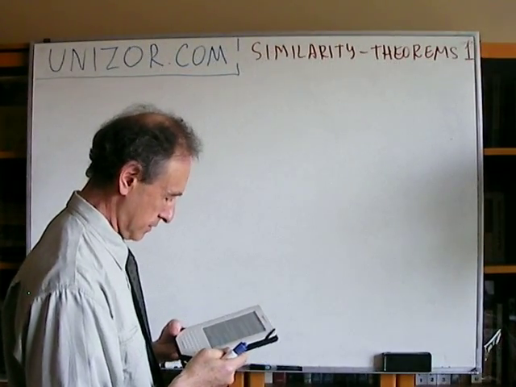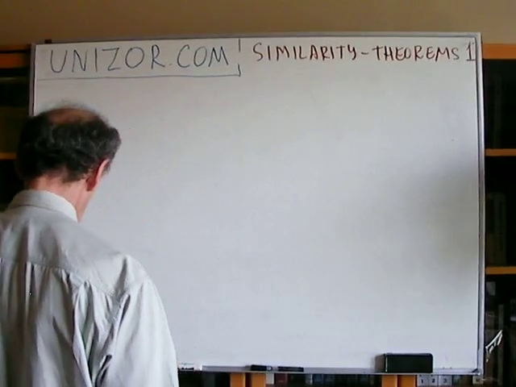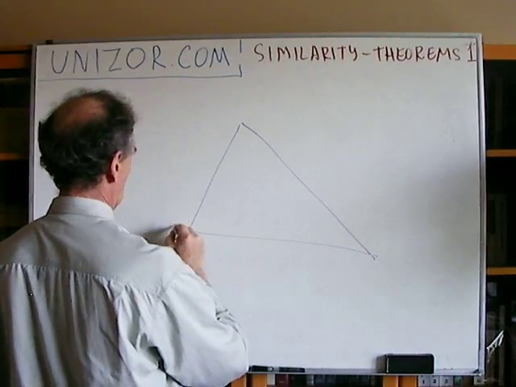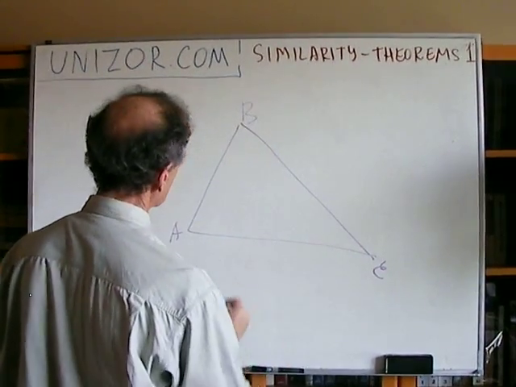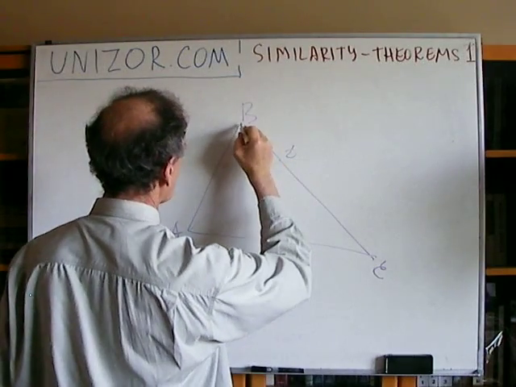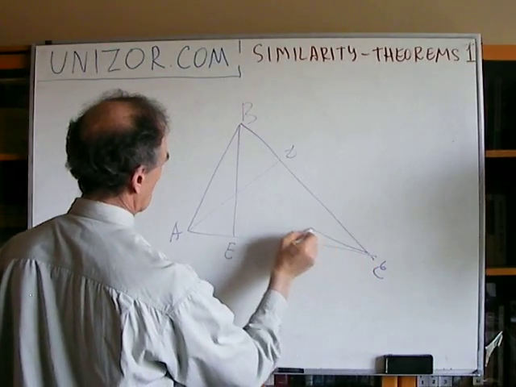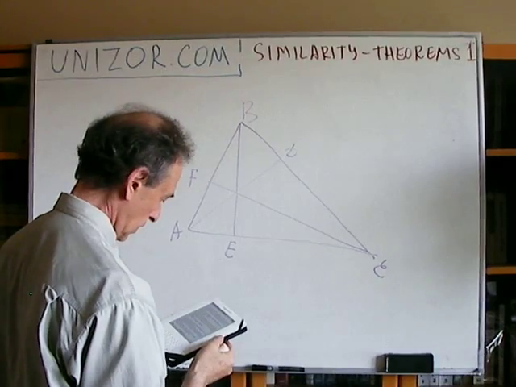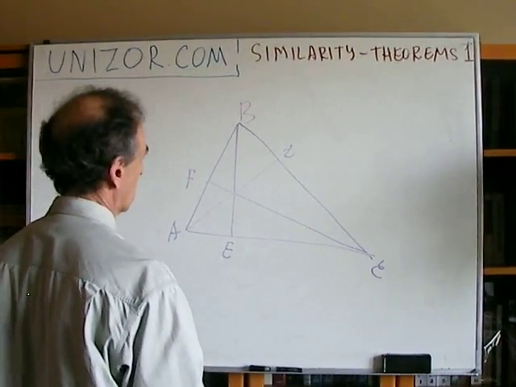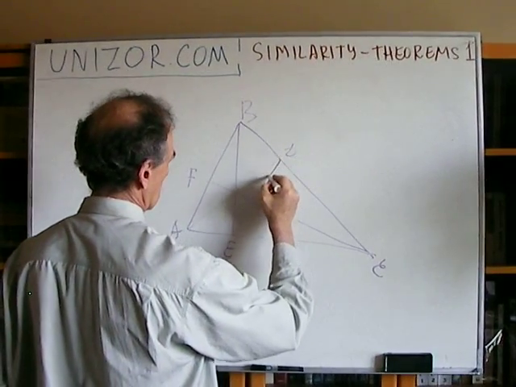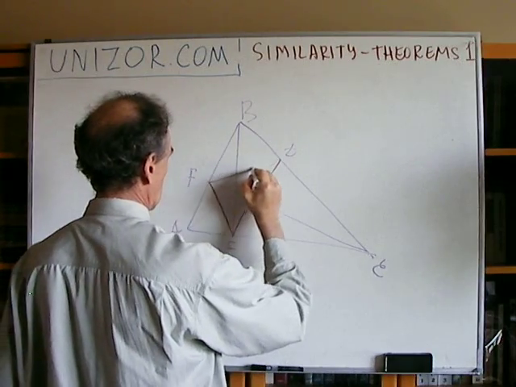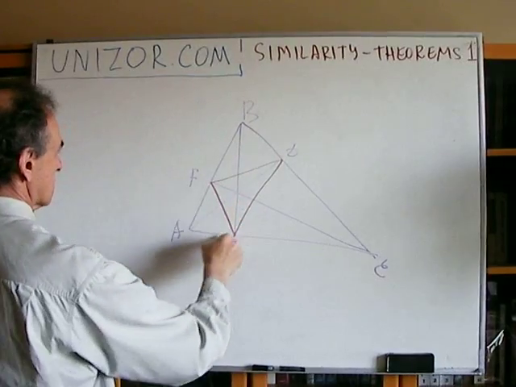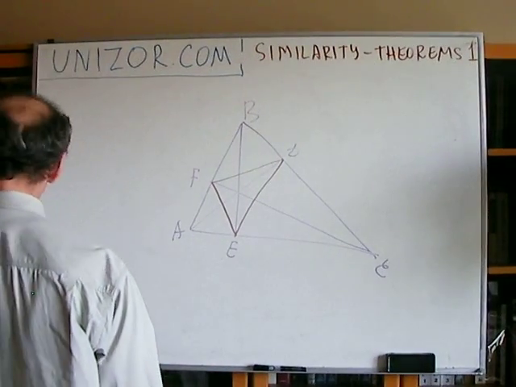Which is number 8. Given triangle ABC and three altitudes, D, E, and F. Connect points D, E, and F. Perform a triangle. And prove that each of these small triangles is similar to the original triangle ABC.